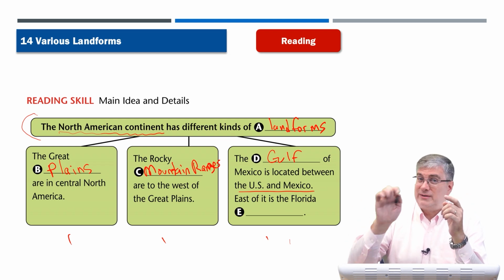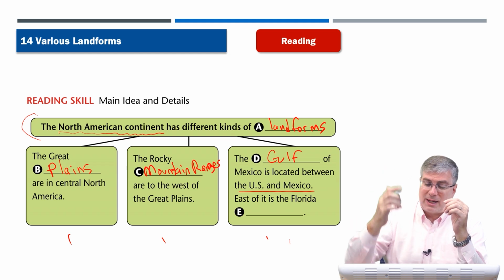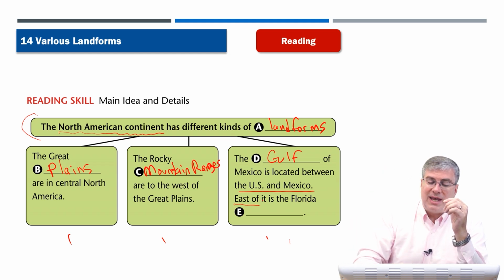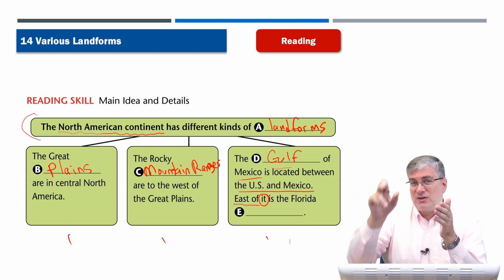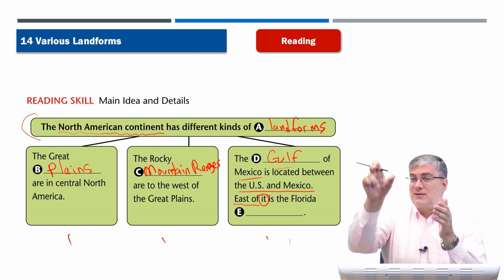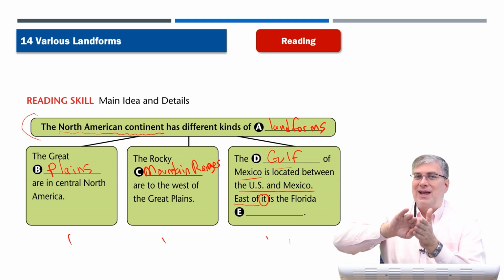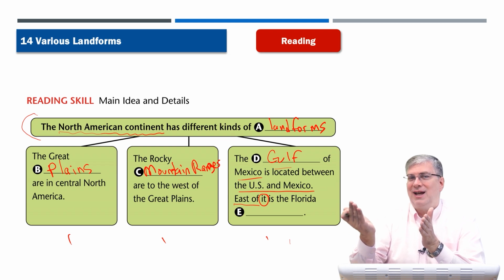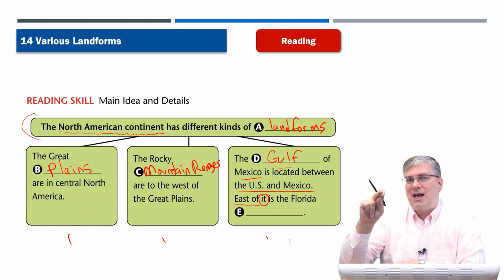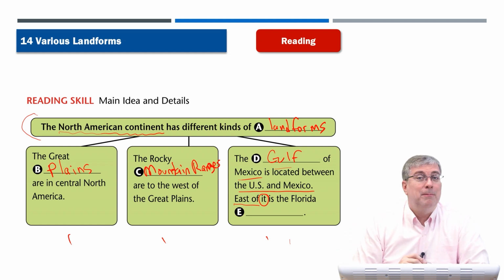Then we have one more. Like I said, there's 4 details that support the main idea because east of what is it? The Gulf of Mexico. East of the Gulf of Mexico, you have this land sticking out. Now, this land sticking out is not completely surrounded by water. So it's kind of, like I said, the opposite of a gulf, right? It's land that sticks out into water, surrounded on 3 sides. We call that, of course, a peninsula.